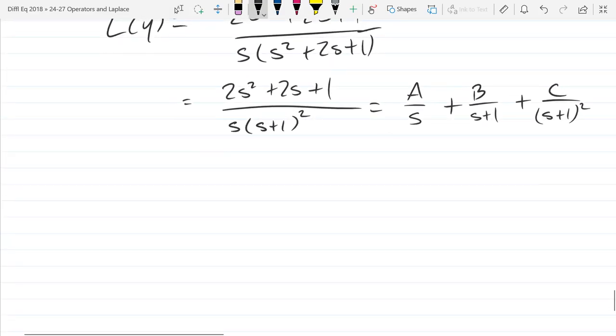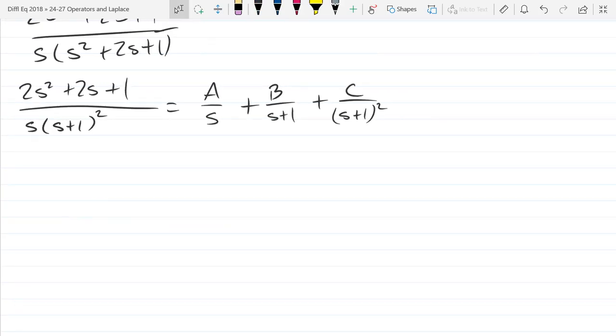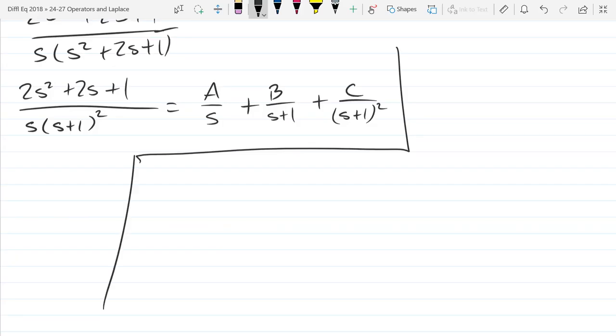Because there's L of y on the other side, I don't want to multiply L of y by s times s plus 1 squared. So I'm just going to move this over a little further away. Let's partition this off. So I'm going to multiply by the denominator, which is s times s plus 1 squared.